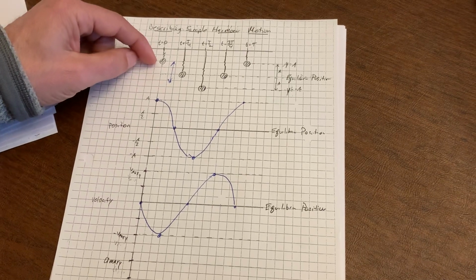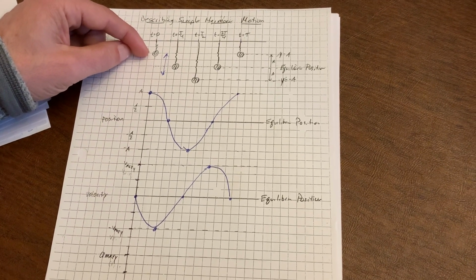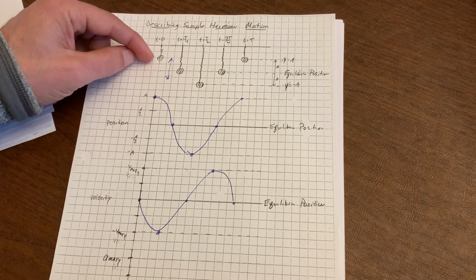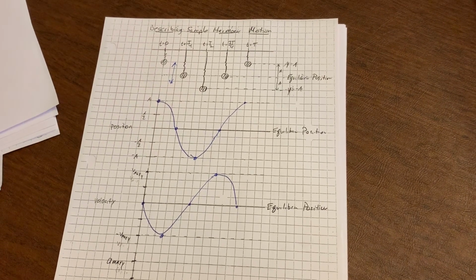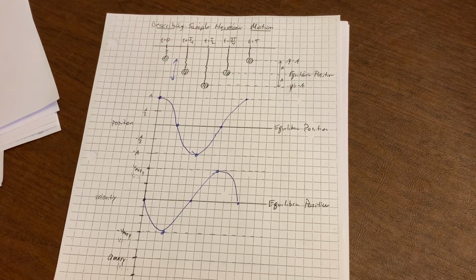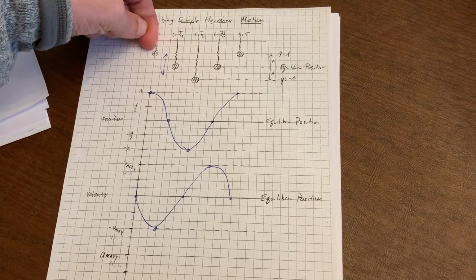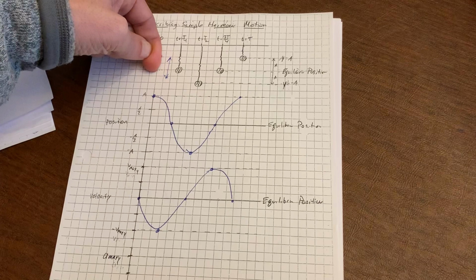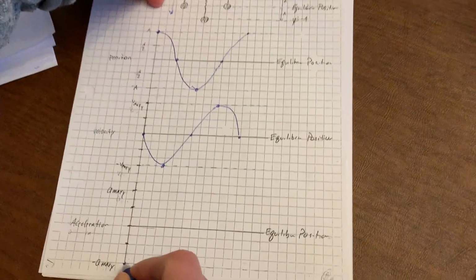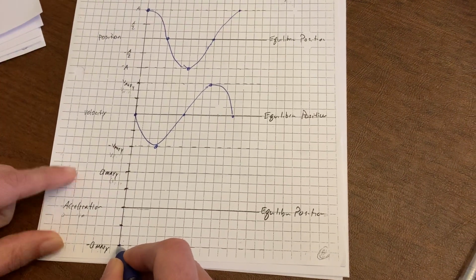So let's see, at this point, where is the acceleration? Well, the acceleration is going to be a maximum, and is it a negative acceleration or is it a positive acceleration? Well, it's going to be here, and which way is it pointing? It's going to be pointing to my equilibrium position. So it looks like I have something down here like that.